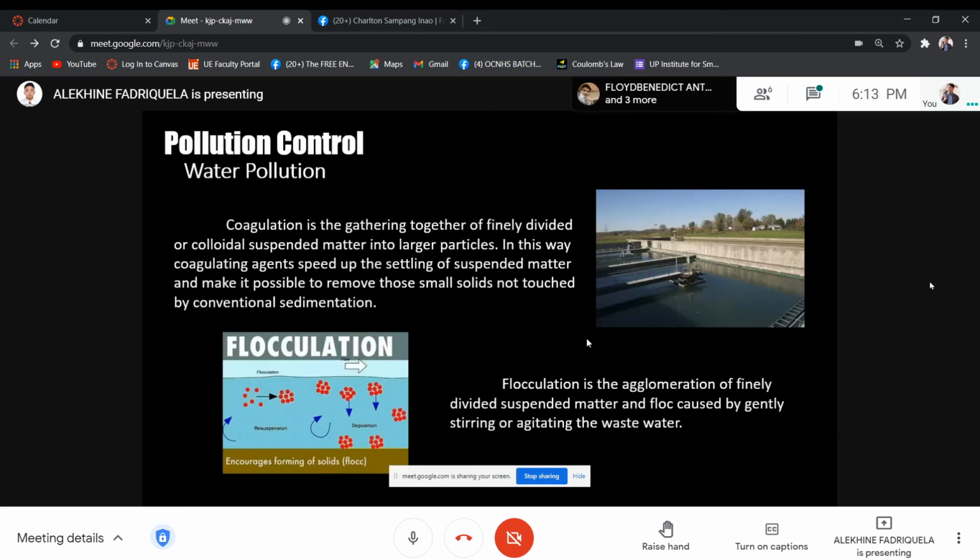Coagulation is the gathering together of finely divided or colloidal suspended matter into larger particles. This way, coagulating agents speed up the settling of suspended matter, make it possible for the small solid particles to not touch. Flocculation is the agglomeration of finely divided suspended matter, locked thus by gently stirring or agitating.